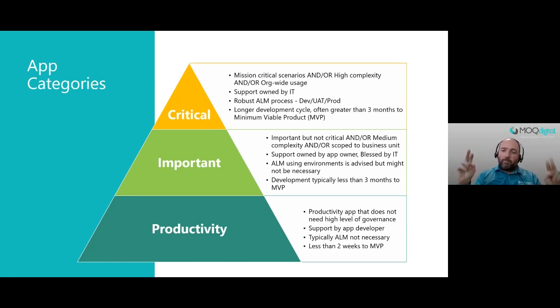We then have, let's call them important applications. So these are typically applications that are built by business, but blessed by IT. So what that means, business users can build these applications, but because they're not tier 1, they may be tier 2, they touch a couple of teams that are quite important to the business. We need to have some ALM potentially, but what we need to do is have a level of management around those applications. Typically not very complex applications, but certainly can be important to the business.